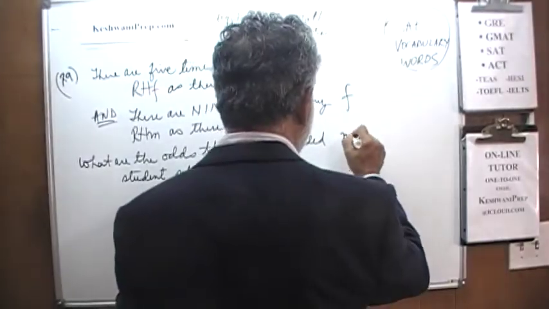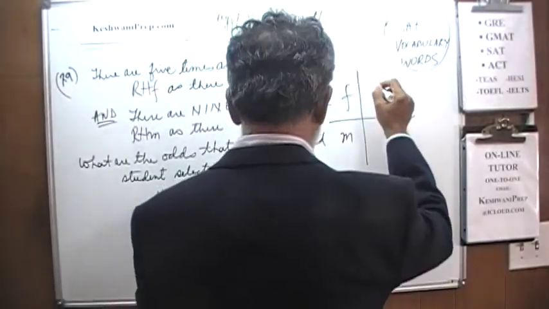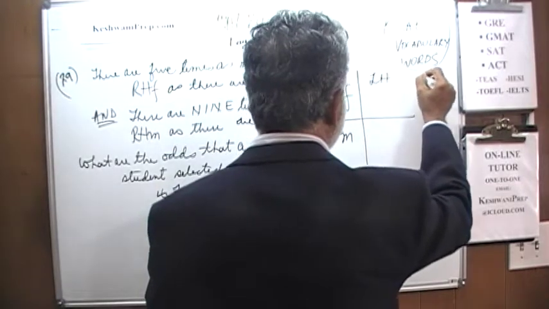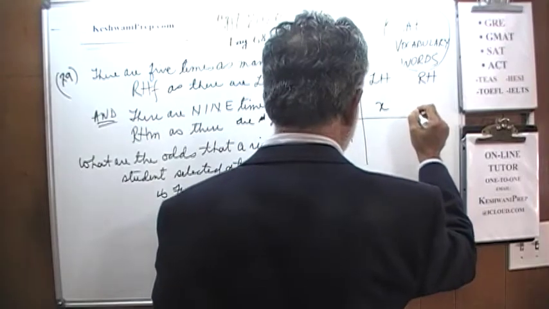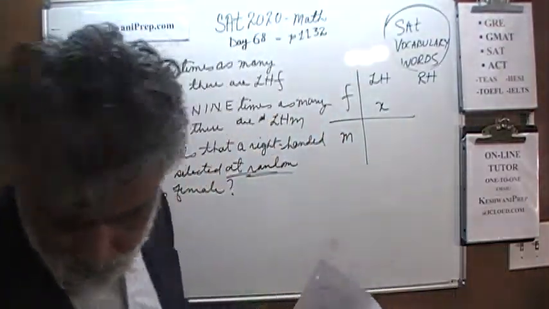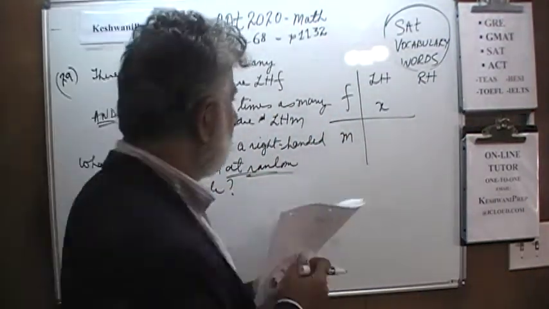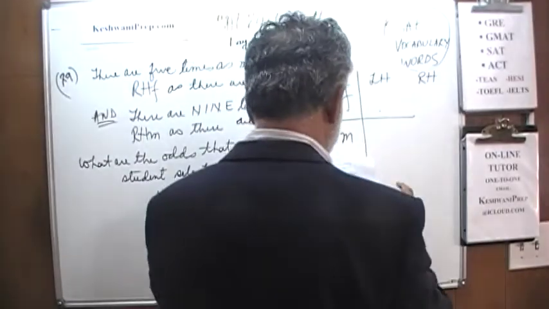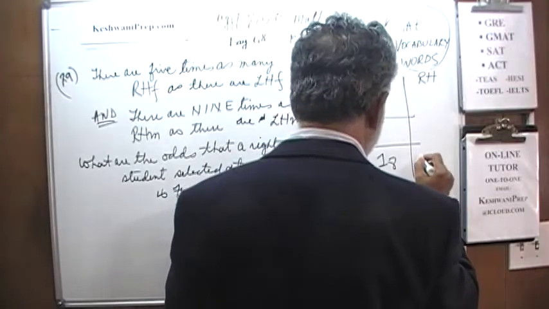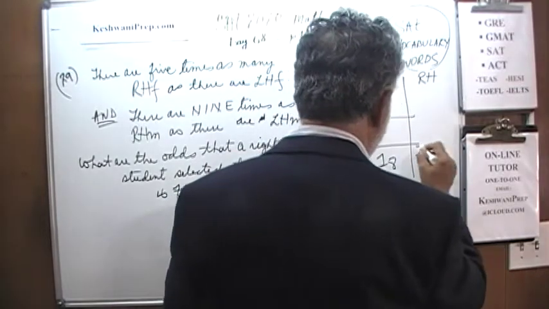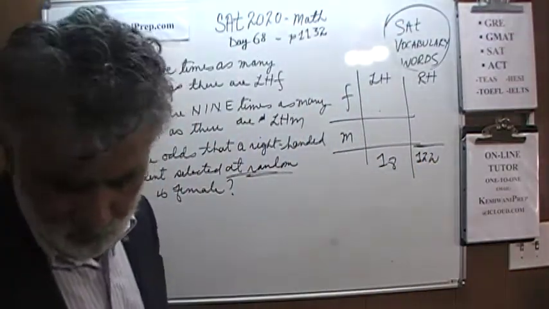It's female, male, left-handed, right-handed, X. Actually, they don't give us anything. Let's not put anything here. 18 and 122. That is all that is given to us.